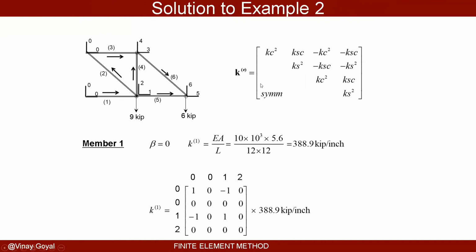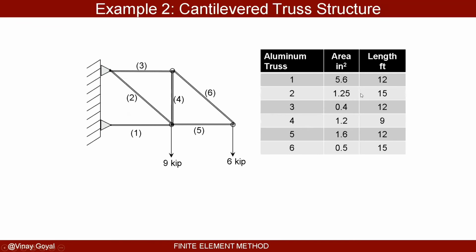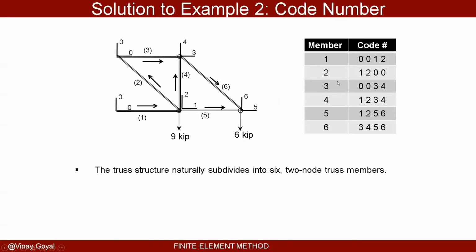So let's look at the solution to this example. Member number 1 is this one. I drew the arrow from left to right, which means that the beta is with respect to the node on the left, and obviously that makes a 0-degree angle with the x-axis. So beta is 0. I know the modulus E for this material. I know the cross-sectional area for member 1, which is 5.6 inch squared.